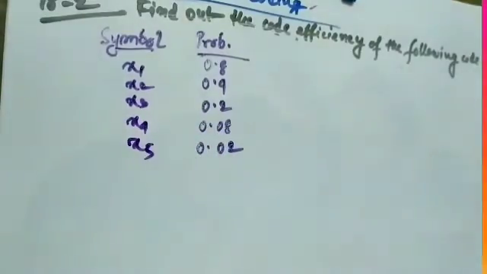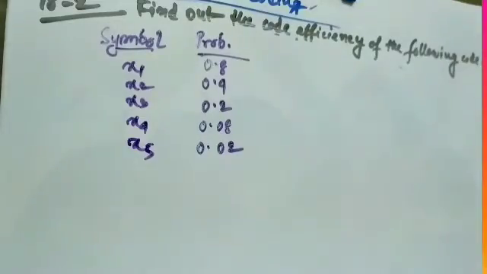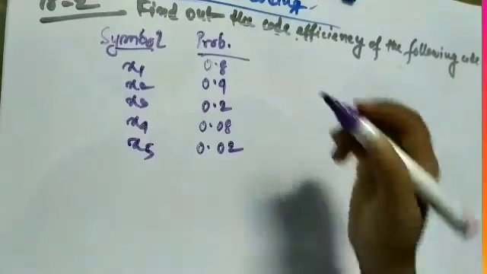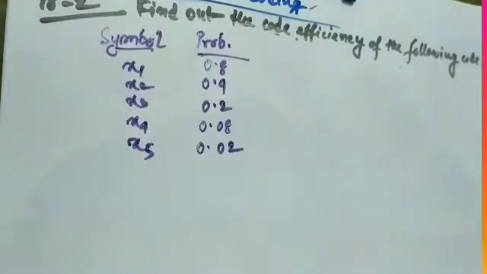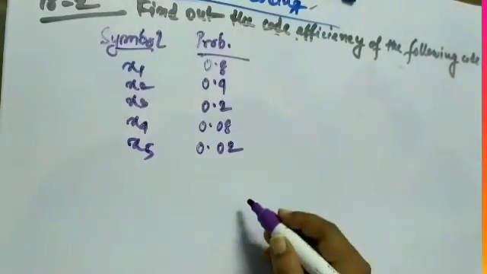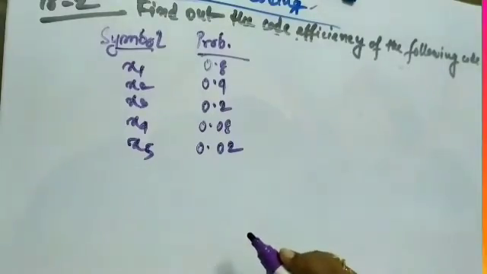Note that here the problem is given in decreasing order, so we do not need to rearrange them. But in your problem, if the order is not specified, then you have to arrange it in this way with their symbols. Then the second step will be to divide them into two subsets with equal probability.